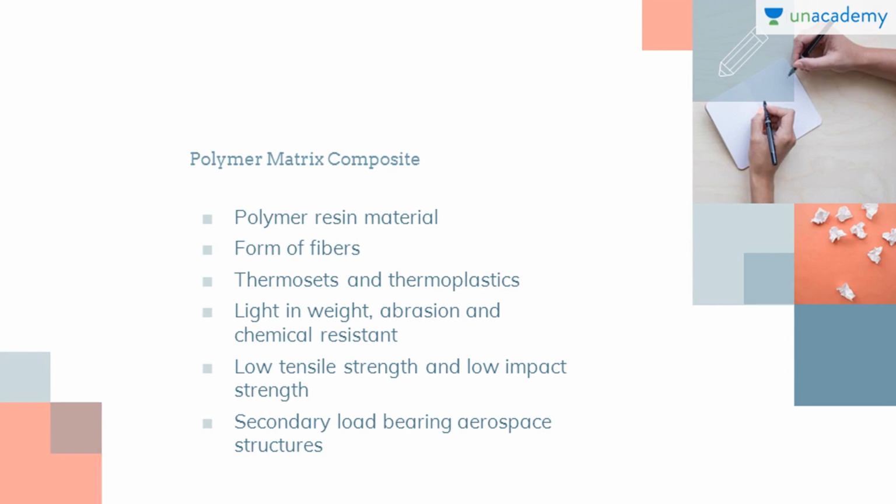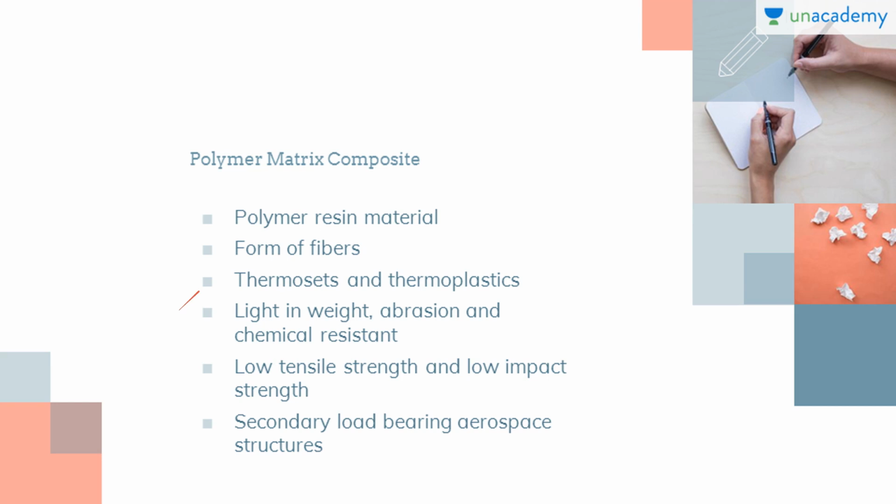So what is a polymer matrix composite? They are classified as polymer matrix composite when the matrix is made from a polymer resin material. The reinforcement material is usually in the form of fibers like glass, aramid, carbon, graphite and boron. There are two kinds of polymers, namely thermosets and thermoplastics, which are in use for the matrix materials. The polymers make ideal materials as they are light in weight, abrasion and chemically resistant.